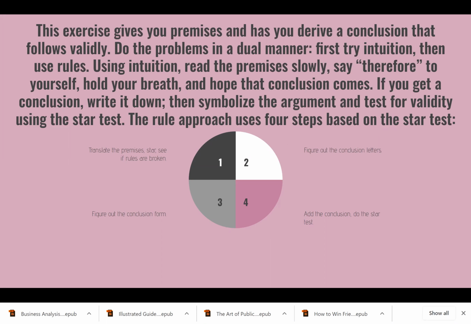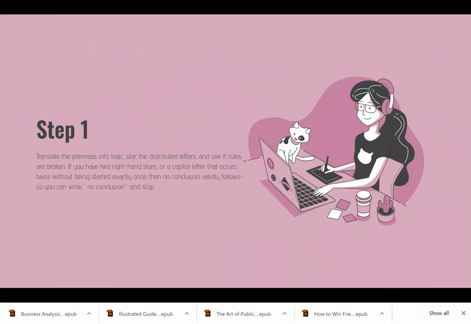The rule approach uses 4 steps based on the STAR test. So first, you translate the premises, star according to the STAR test rules, and see if any rules are broken. Next, you figure out the conclusion letters. Then you figure out the conclusion form. And lastly, add the conclusion and do the STAR test. This seems really confusing, but we're going to go over it more in the next few slides.